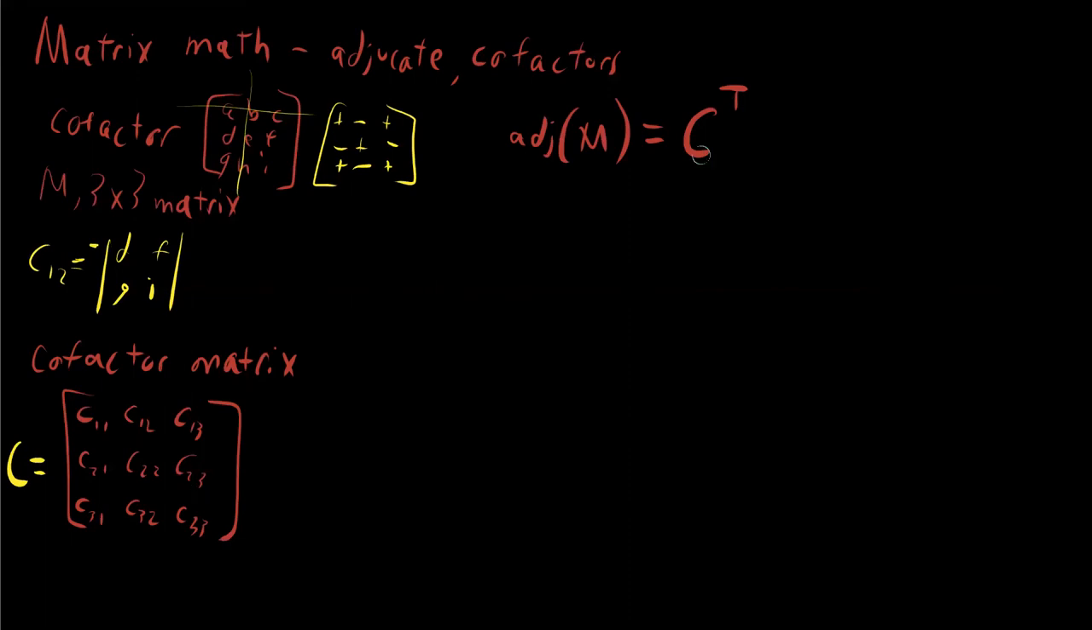And now I'm telling you that the definition of the adjugate is the transpose of the cofactor matrix. That's all it is. That is the definition of the adjugate, or the classical adjoint. Sometimes this will be written out. The adjugate is also known as the classical adjoint of the matrix. Let's make that a little cleaner.